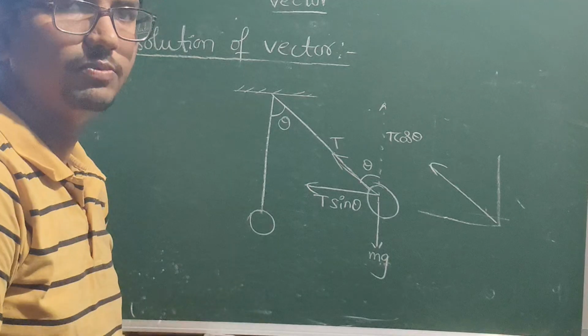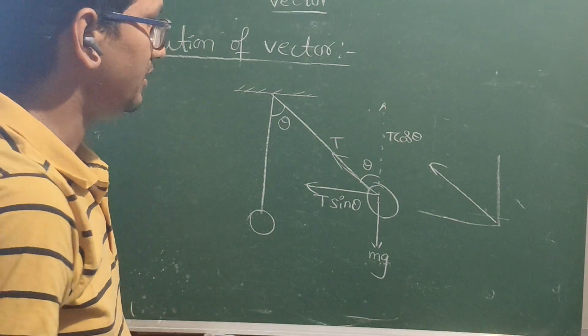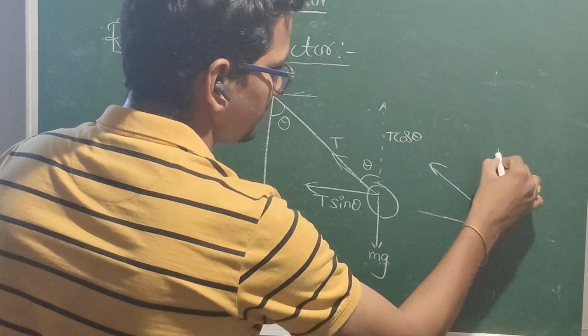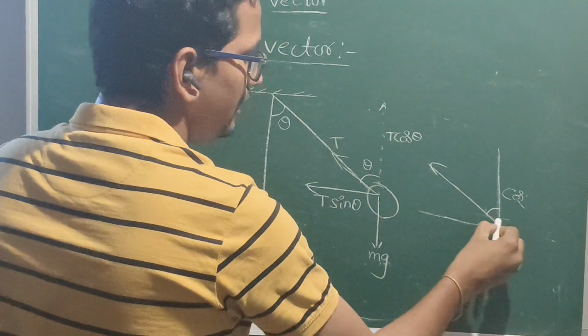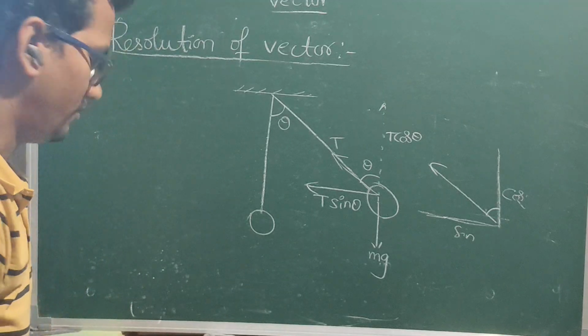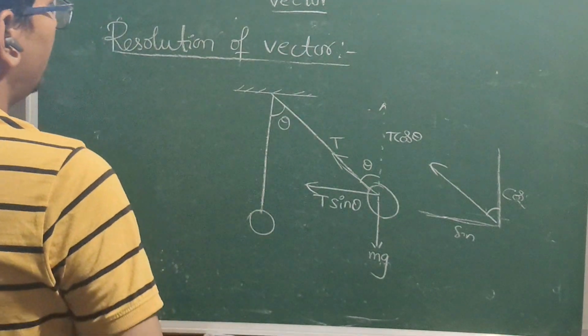Some of the concepts will be based on vectors. That's called resolution of the vector. Simply we can remember it: where the theta is placed, the side adjacent to it always gives the cos component, and the other side is called the sine component. That's easy. I already told you how it is obtained in this video. Okay, next one.